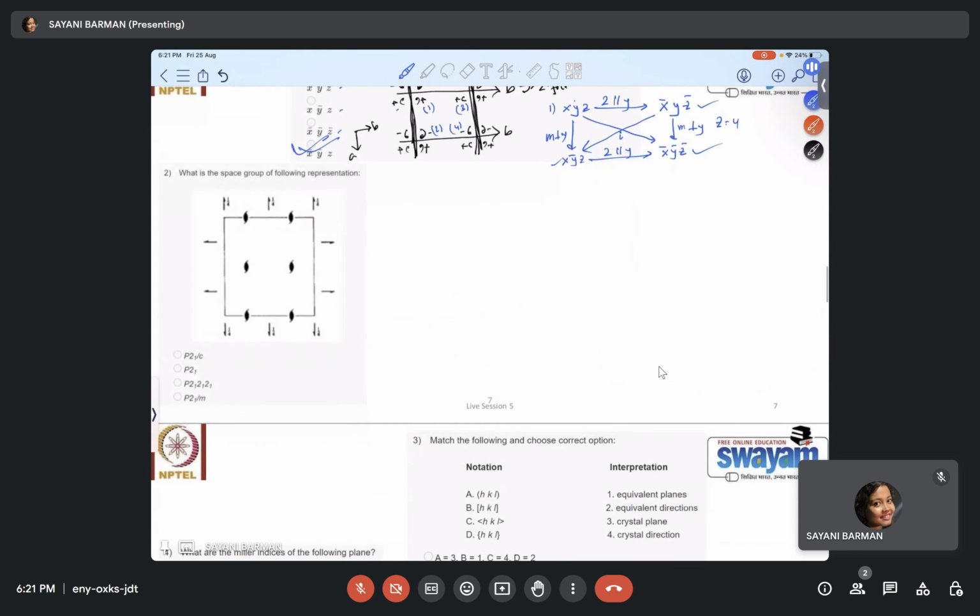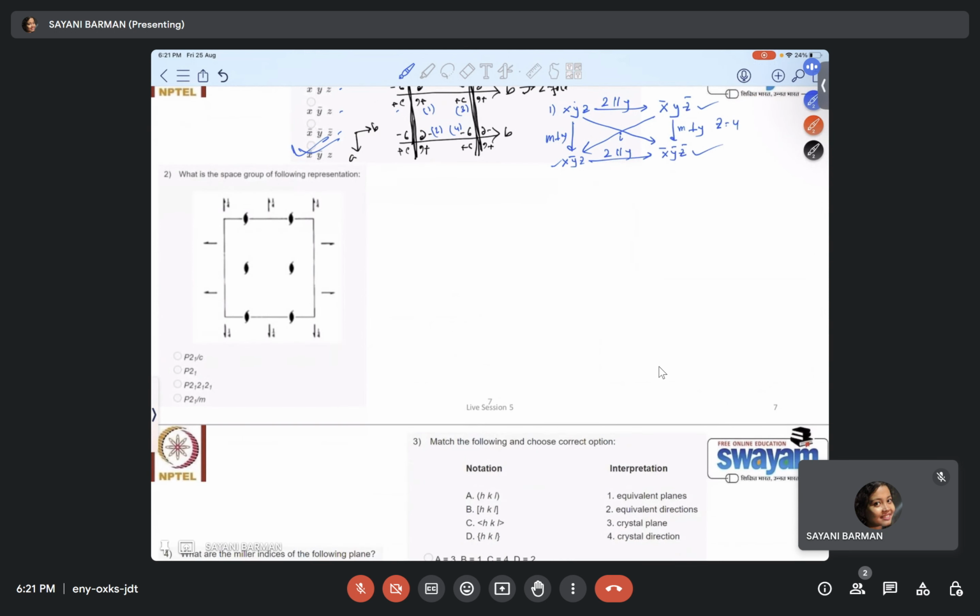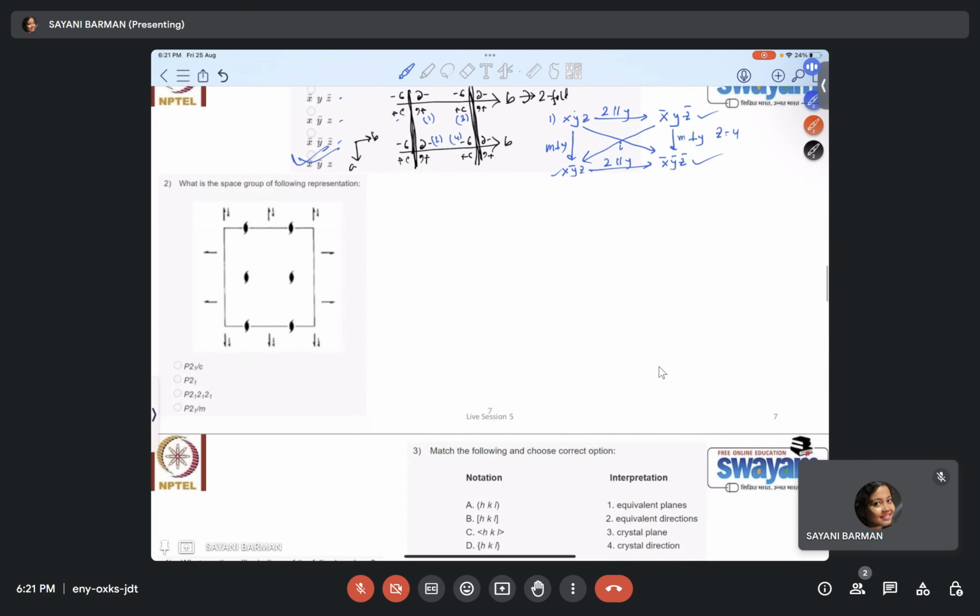The next one is: what is the space group of the following representation? Okay, from the representation only you can see there is a screw axis. In all the options there is a screw axis. Now, a 1/4 shift of origin. P21 is a simple one. P21/m, P21/c. Nowhere is the 1/4 origin shift happening, but here it is happening for P21 21 21. So the answer would be this.